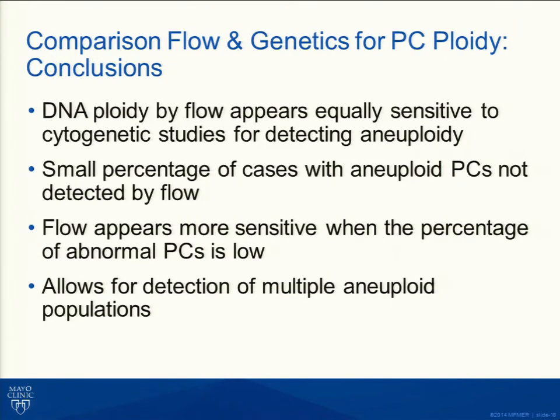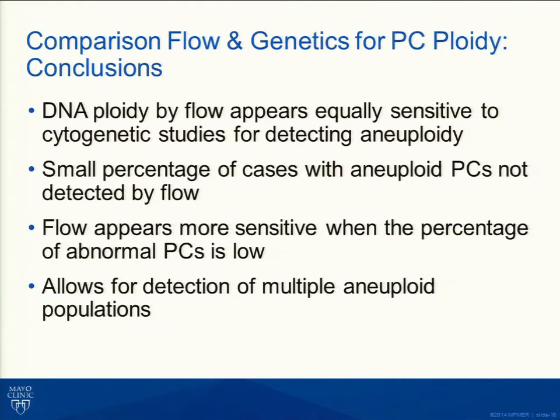So some conclusions. For us, this gets back to the old issue of what do we really need to be doing in these patients? What can we discontinue doing for cost saving, for improving care? In our own practice, at least, we found that DNA ploidy by flow appears to be equally sensitive to cytogenetic studies for detecting abnormalities in DNA content in plasma cells.